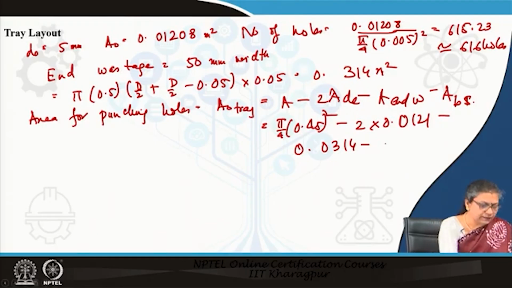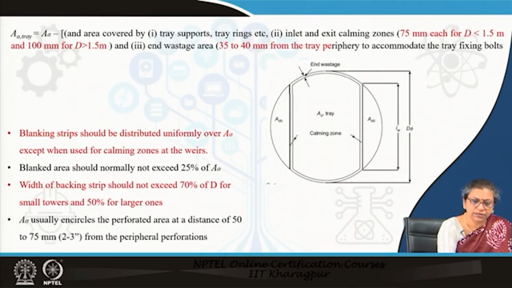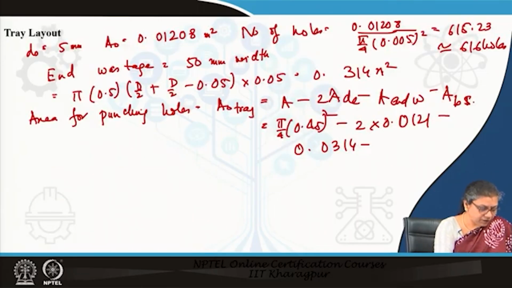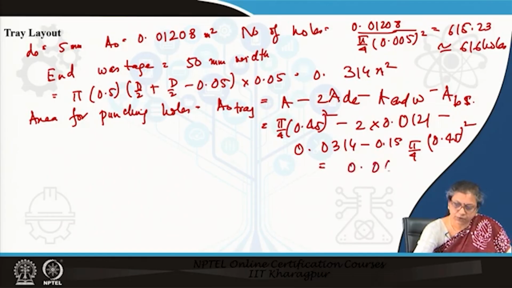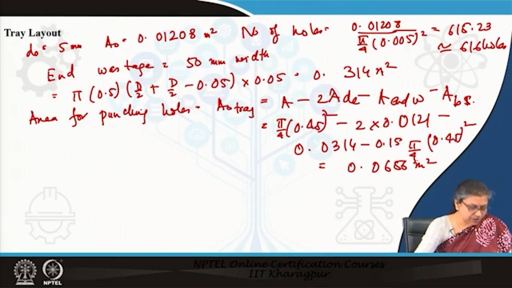If we assume the backing strips, as I had told in the last class, more or less 50 to 75 millimeters width of backing strip if we take. So, therefore, we will be getting around say 0.15 into pi by 4 into 0.45 square. So, overall you get the total AO area as 0.0656 meter square.